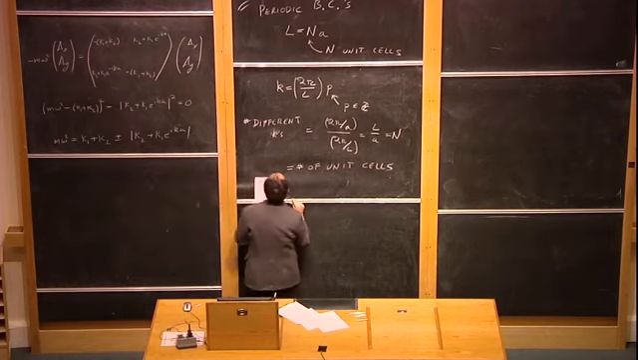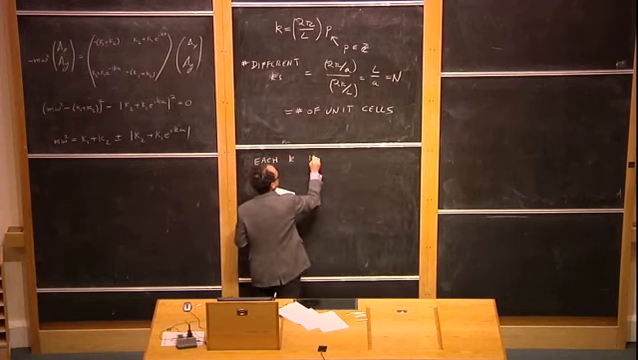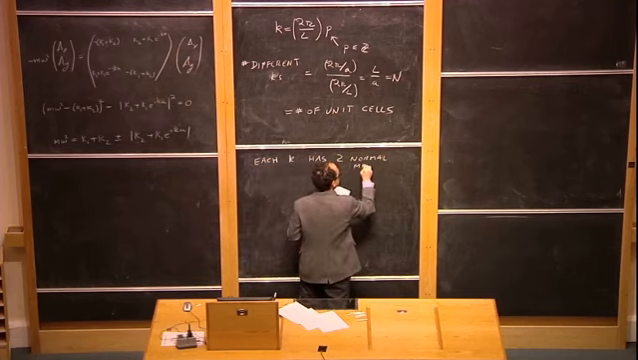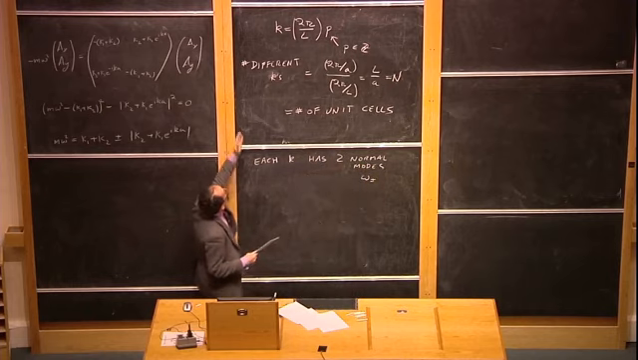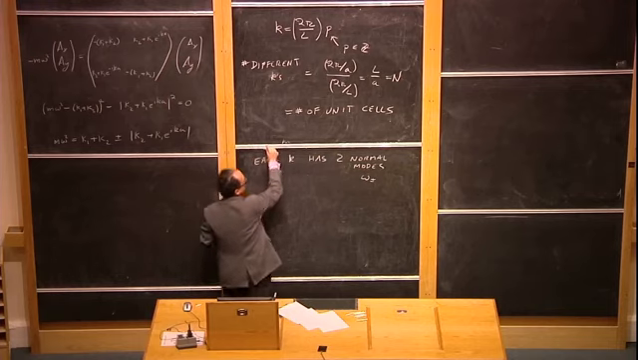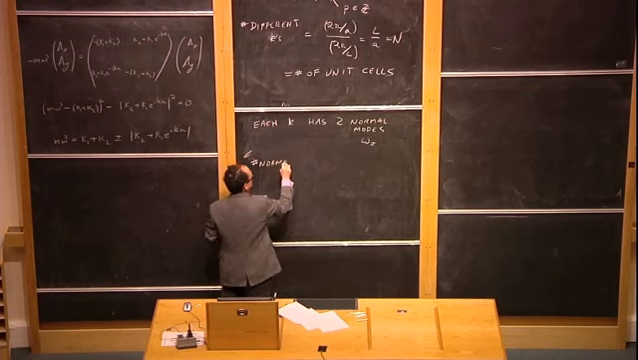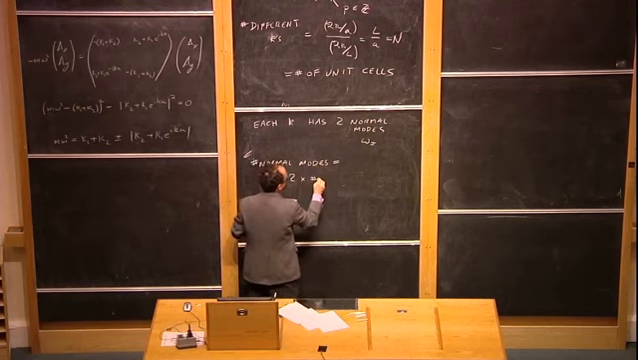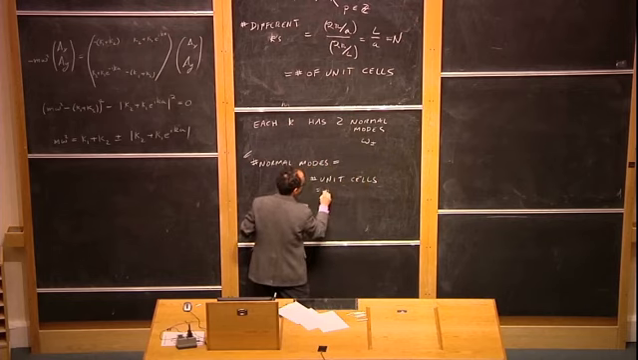So what does that mean? We'll write that down over here. Each k has two normal modes. We can call them omega plus and minus. Okay? And how many k's do we have? The number of k's is equal to the number of unit cells, and each k has two normal modes. So the number of normal modes equals 2 times the number of unit cells, which equals the number of masses.